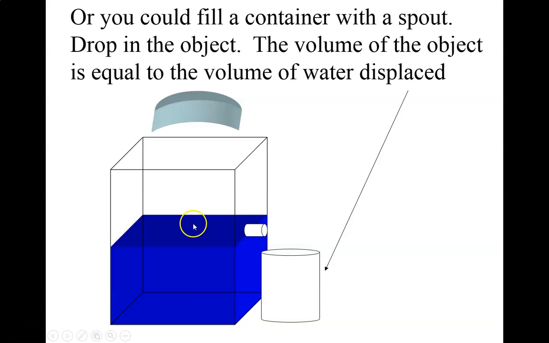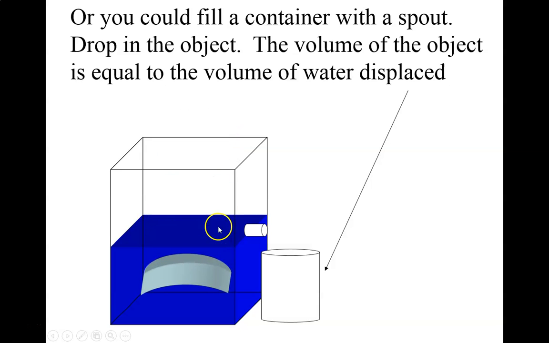So if you add a drop of water, a drop will come out of this spout. Empty out your container. After that, drop your object in. Water comes out, fills up the container, and now you can read how much water is in the container using a graduated cylinder or a beaker or something like that.